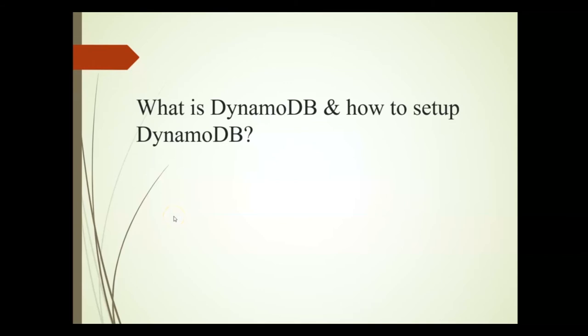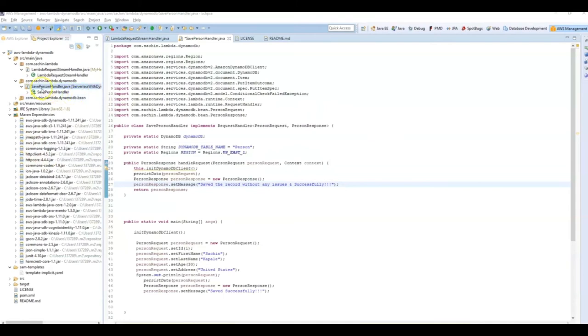In this chapter, we will try to understand what DynamoDB is and how to set it up in the AWS console. Before that, I just wanted to give a brief overview of what DynamoDB is. DynamoDB is a fully managed proprietary NoSQL database. It supports key-value and document data structures. This is proprietary, as I said, an Amazon product, which is offered to AWS customers. Now let us come back to our program.